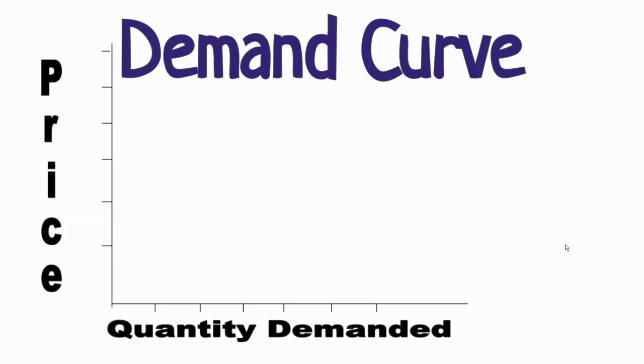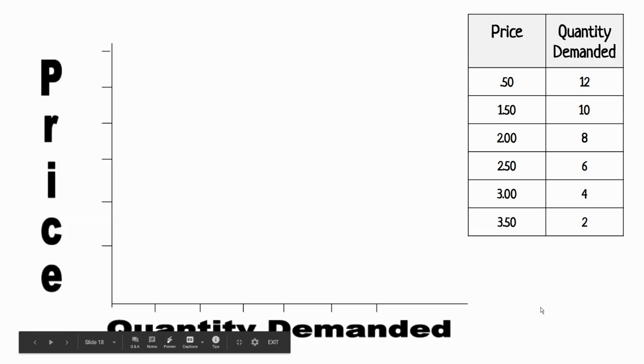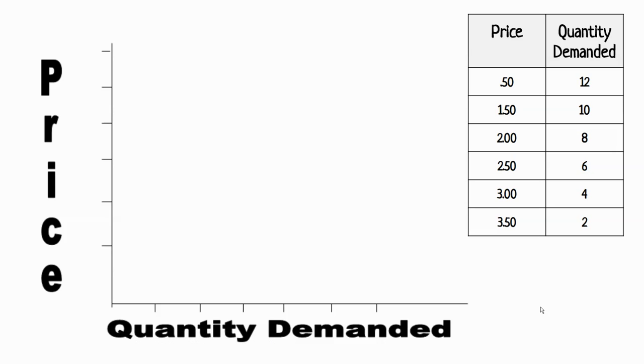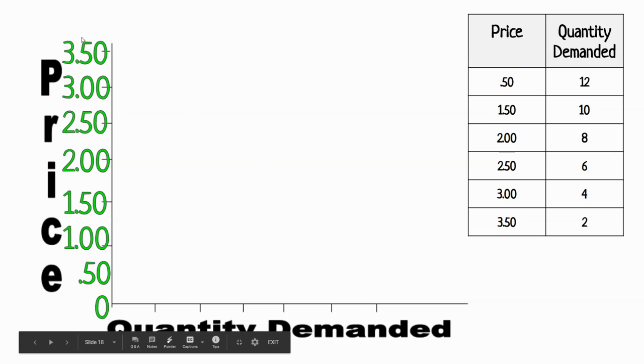Now, in order to do this demand curve, we have to take that same demand schedule, which is right here, and we're going to plot it on this curve. But first, we have to label each of the axes. So we're always going to start at 0, and then we're going to go up 50 cents, a dollar, $1.50, 2, 2.50, 3, and 3.50. And if you'll notice, 3.50 up here is the same as 3.50 down there.